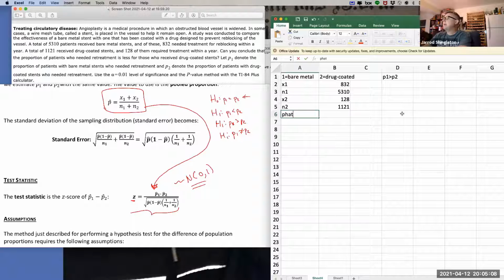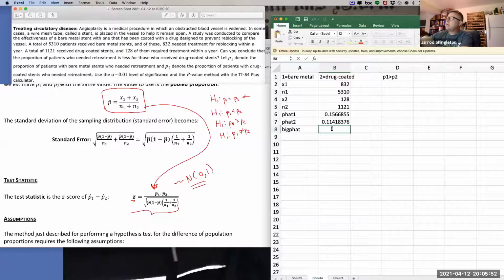What do I need? I need P hat 1 and P hat 2, which, since I was very careful to designate what is going to be X1 divided by N1, and this is the same thing, equals X2 divided by N2. Okay. So we already see that this proportion is less than this proportion, so that is a very good sign. What else do we need? I call this big P hat, so it takes it away from P hat 1 and P hat 2. I know it is just P hat right there.